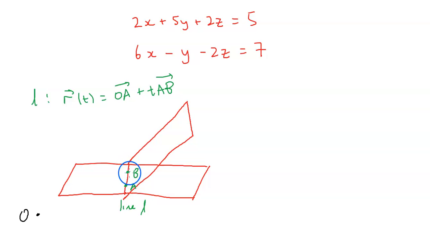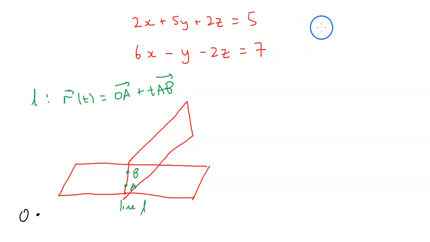Now A and B, because they're along the line of interception of the planes, are in both planes. So that means they make this equation true and they make this equation true. And it doesn't matter which point A and which point B we choose, we can still get the vector equation of the line using the 2 points that we find. So you can find them like this. Just choose one of the coordinates, doesn't matter which one.